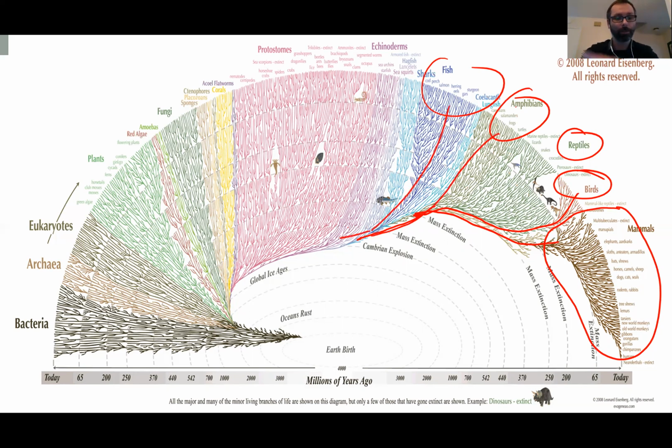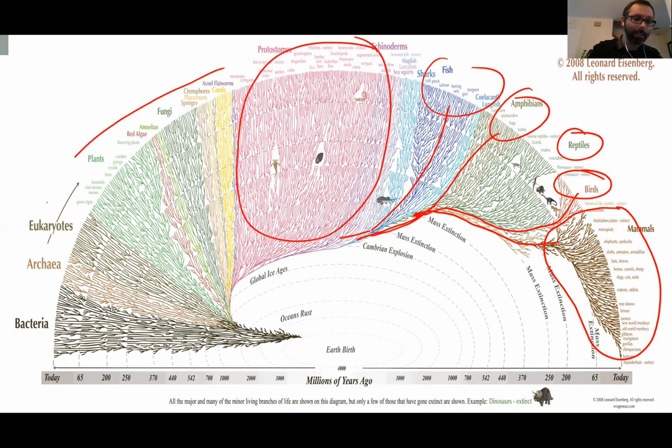And then before fish, it gets really crazy. You have a lot of insects and marine animals over here. And then these things are not even considered animals, of course. These are plants and fungi and bacteria and things. We'll get to all this. It's way too much to look at all at once.